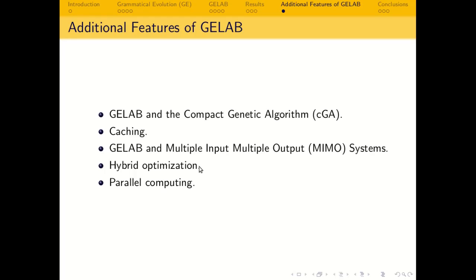We also now have hybrid optimization, in which a hybrid algorithm such as simulated annealing or genetic algorithm is integrated with grammatical evolution. Grammatical evolution tries to find the structure of the underlying program, whereas the hybridized algorithm, simulated annealing or genetic algorithm, for instance, tries to tune the constants of that program. We also leverage the parallel computing toolbox of MATLAB. We also now have other features which I'm not talking about right now.